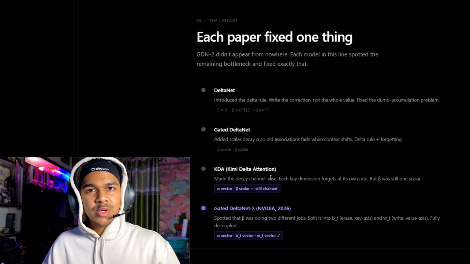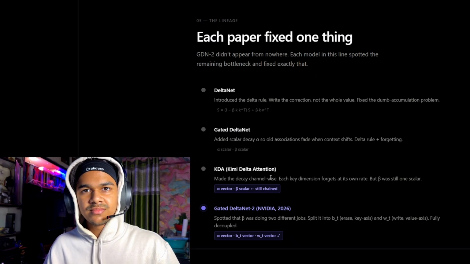So I explained how standard attention and gated DeltaNet are different from each other, and what new things were added to Gated DeltaNet-2 from the existing Gated DeltaNet-1. That's all for today.